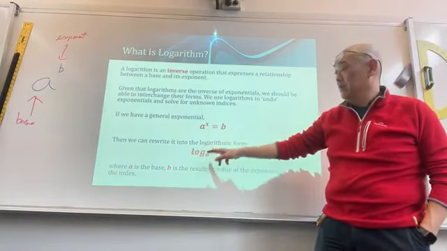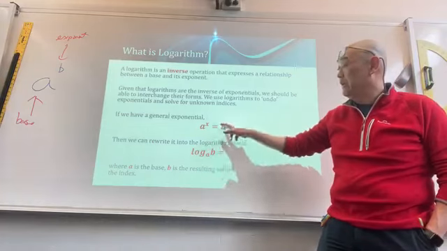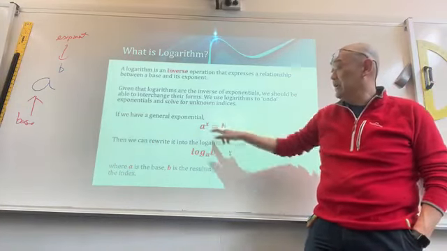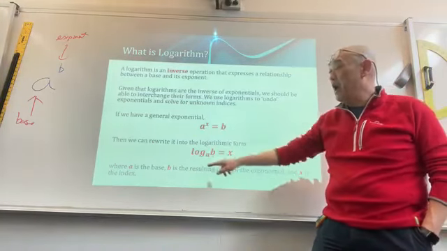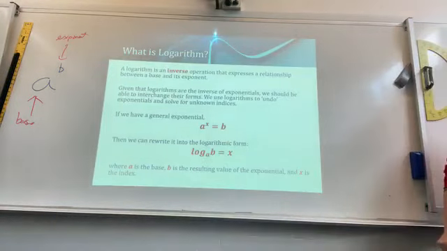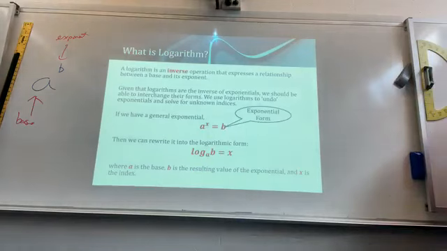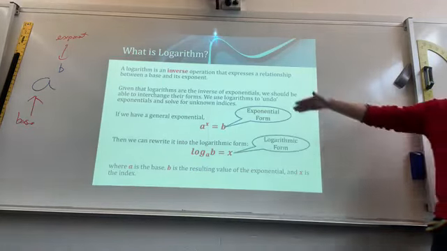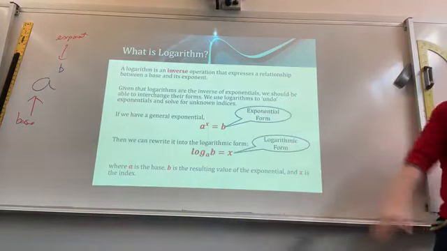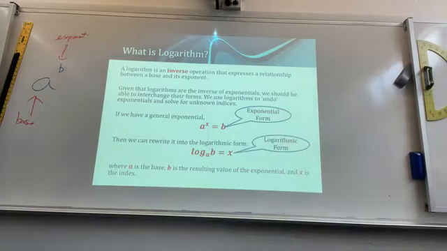Log base a of b is actually x. All right, where a is the base and b is the resulting value of the exponential, and x is the index or exponent. We call this the exponential form. We call that the logarithmic form. So make sure that you know the difference between the exponential form and the logarithmic form.